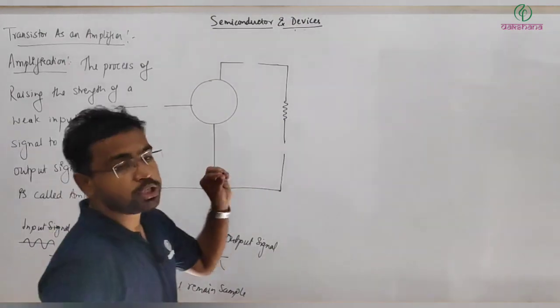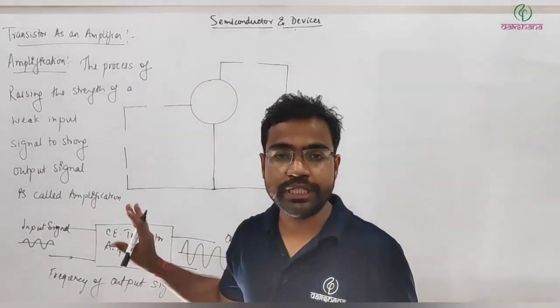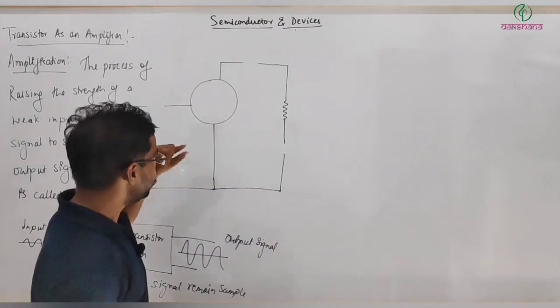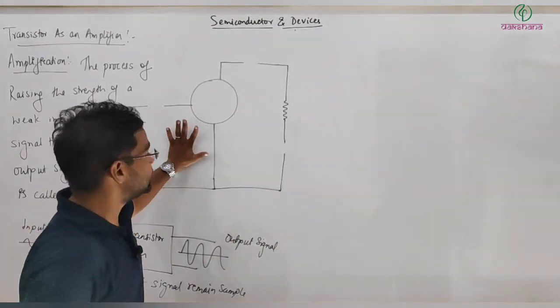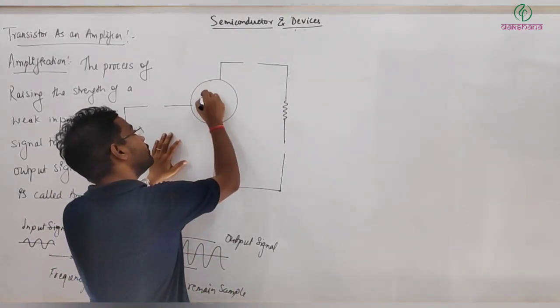Now the next point is how to make a transistor work as an amplifier. Let's see how we need to connect things. Again, here I am talking about the transistor in common emitter configuration. So let's say this is the connection of the transistor.